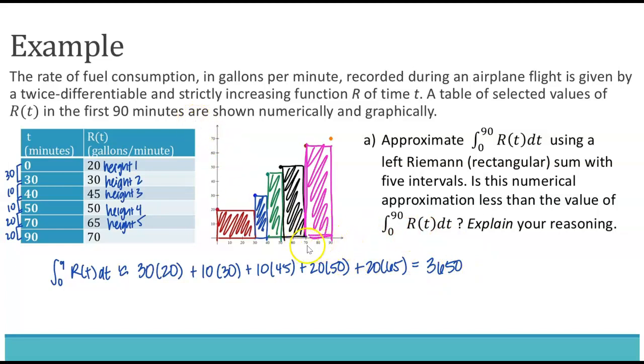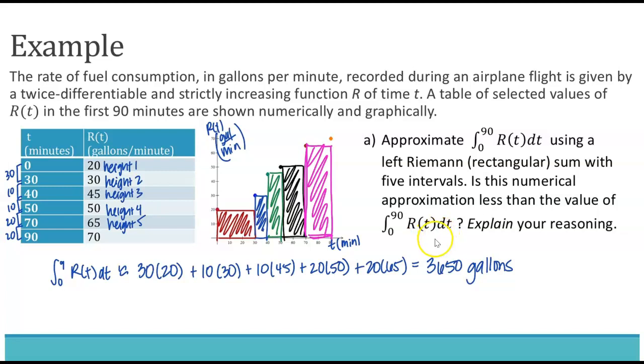So in this table, the horizontal axis is time in minutes. So this is t in minutes. And then this is r of t in gallons per minute. So we are integrating a rate, or approximately integrating a rate. And so the units of minutes are going to cancel out there. So we're just going to have gallons. So here's our approximation.